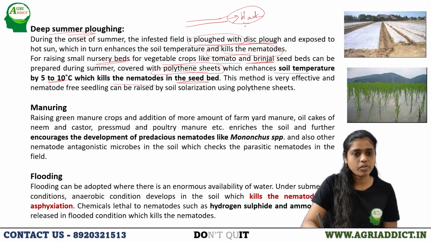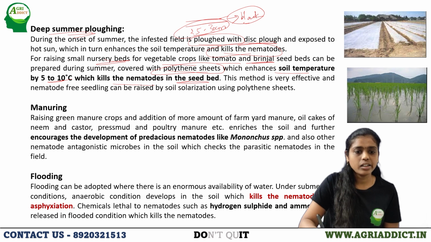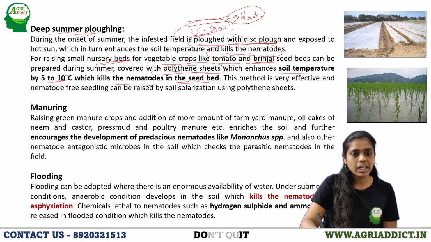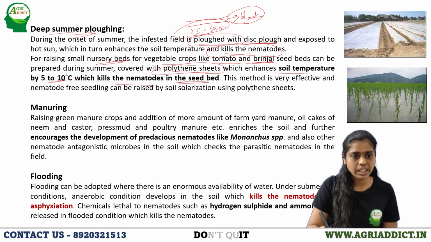Usually they prefer black or white, and it should be very transparent in nature, usually 25 to 30 centimeter. And if we go for plastic mulching, it may increase the soil temperature by 5 to 10 degrees Celsius, and also kills the nematodes in the seed bed that are present in the soil.